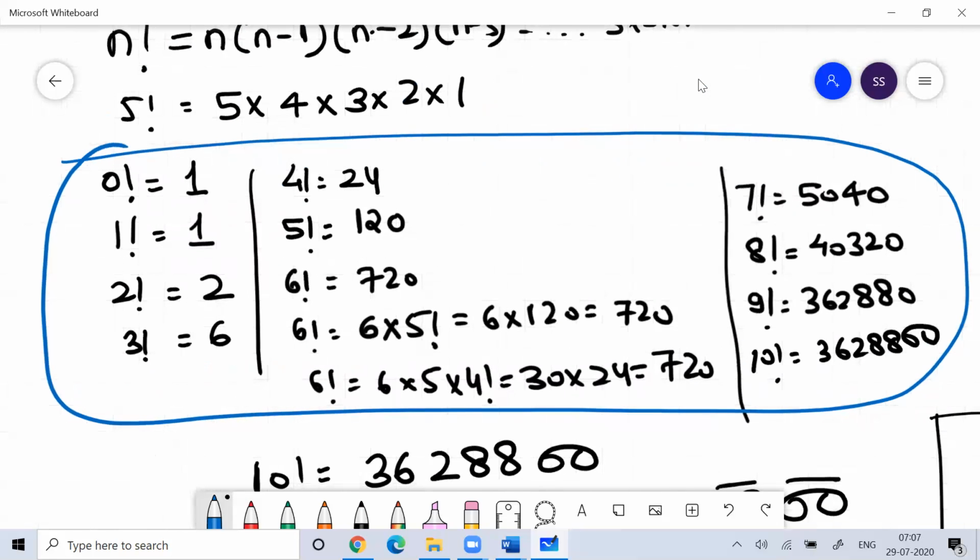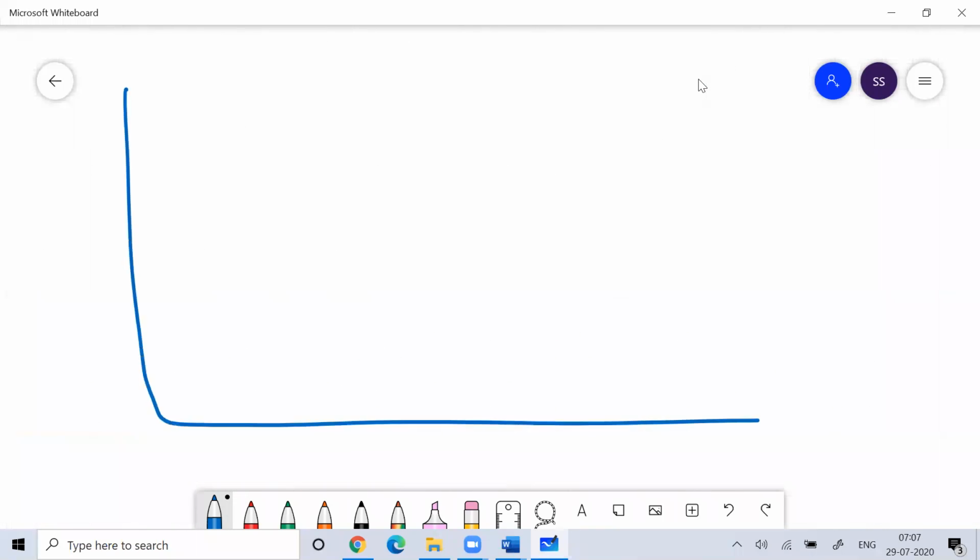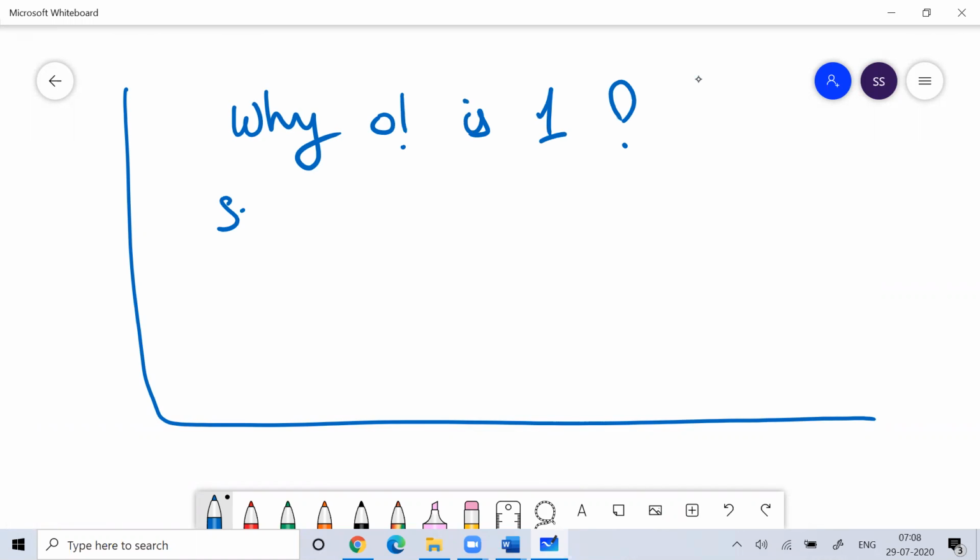So you understood this. Now, the next thing that can come to the minds of the students is how 0 factorial is 1. On YouTube, you'll see a lot of videos on why 0 factorial is 1. A lot of explanation is given for that.